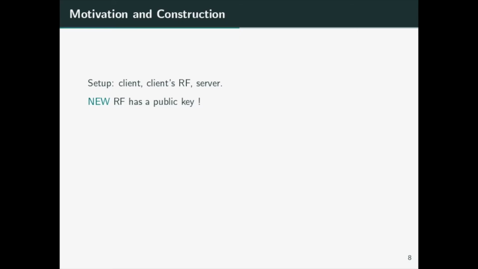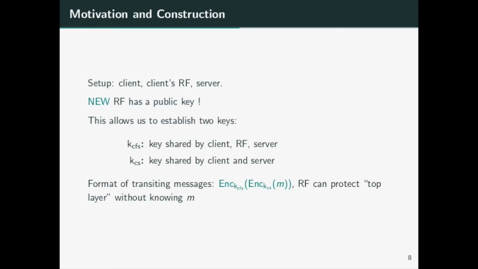has a public key. This actually does not change at all the trust that we have to place in the reverse firewall. The only difference now is that the client and the server will suppose by default that the reverse firewall is present, when in the original articles, Alice and Bob actually considered that the reverse firewall was absent by default. The reverse firewall's public key actually allows us to establish two keys.